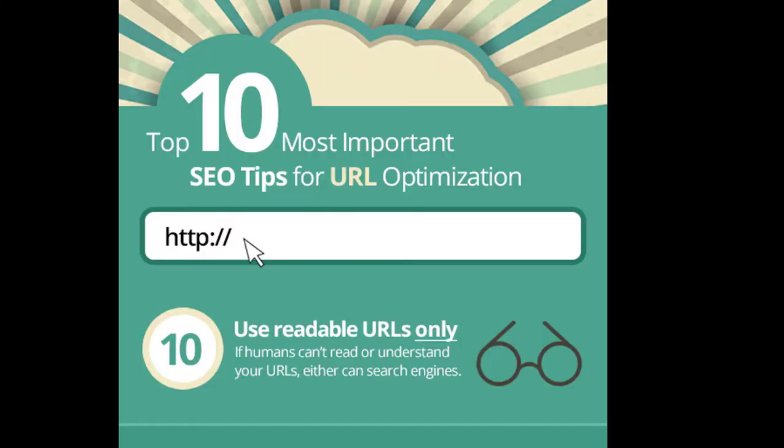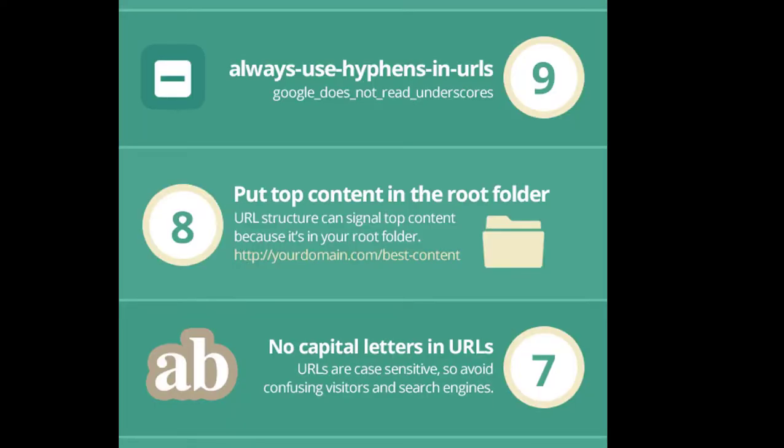We have some tips to do the optimization of URL. And as you can see from the picture, the first one is you need to use a readable URL. If you cannot understand your URL, Google cannot either. And in the URL, you need to use hyphens, that is dấu gạch ngang in Vietnamese, so that Google can read the URL easier.